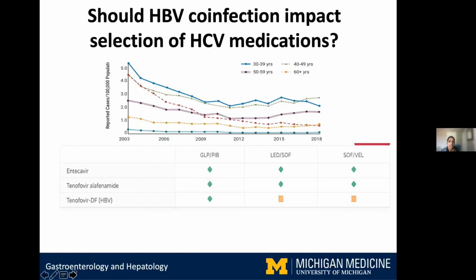And this is a slide just to show you that Hep B infection doesn't really impact your selection of Hep C medications. So these are the Hep B treatments that I just mentioned that are most commonly used. And there isn't too much of drug-drug interaction, although potential with ledipasvir, sofosbuvir, velpatasvir, and tenofovir, which can be kind of circumvented by either giving them entecavir or tenofovir alafenamide.